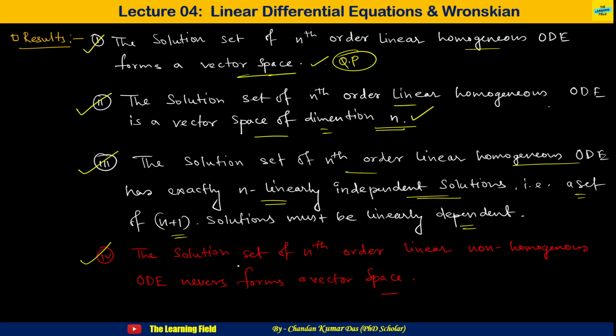Number 4: the solution set of an nth order linear non-homogeneous ordinary differential equation never forms a vector space. That is, the vector space is formed only in the case of homogeneous. For the non-homogeneous case, the vector space is not formed. Fine.